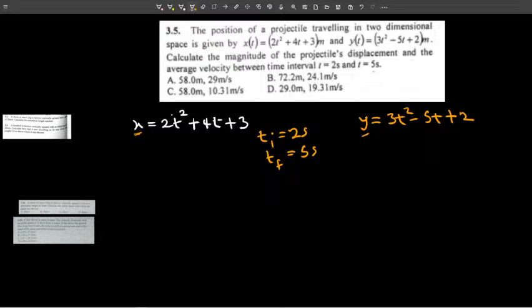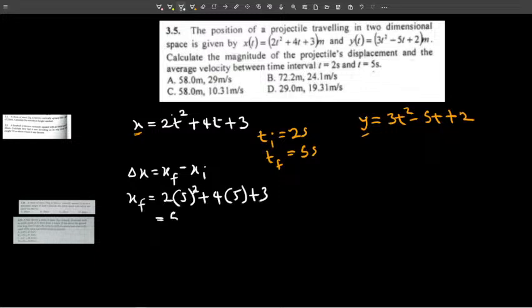Okay, so here we are going to have for the x. Don't forget that displacement, change in x, is xf minus xi. Don't forget that. So as to find xf, we can find xi using these values. For xf, that's when t is 5 seconds. So let's put t into the equation. We're going to have 2 into bracket 5 square plus 4 into bracket 5 plus 3. So 25 times 2 gives me 50, plus 20, plus 3. So xf is 73 meter.